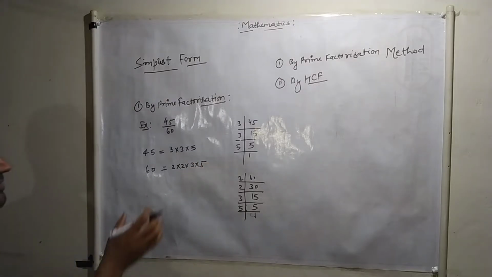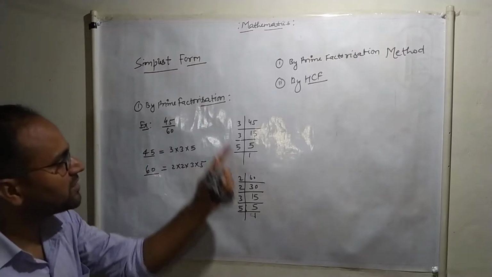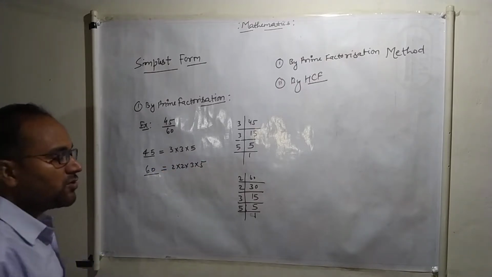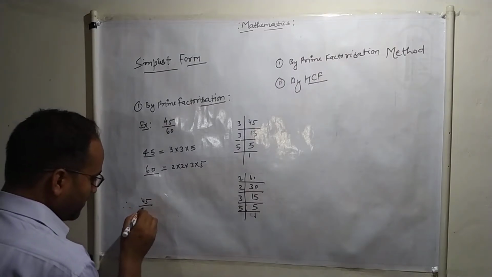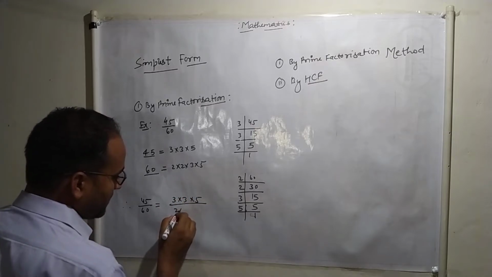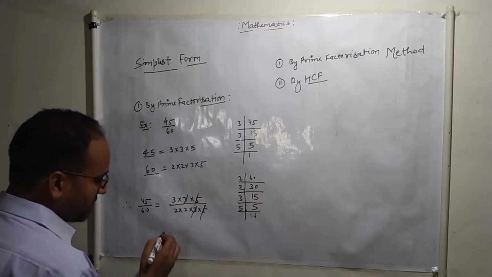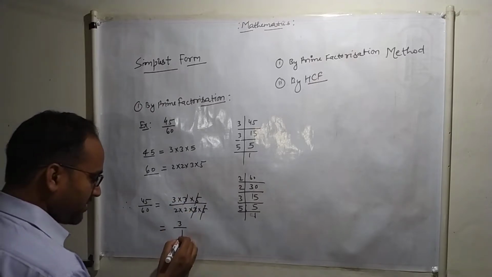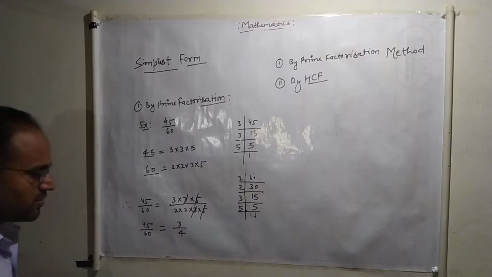Listen, students, I have found the prime factors of 45 and 60 using the prime factorization method. Here it is 3 into 3 into 5 over 2 into 2 into 3 into 5. So our next step is to cancel out the common prime factors. 3 is cancelled out, 5 is cancelled out. What remains? Numerator is 3 and denominator is 4. So 45 upon 60 is equal to 3 upon 4.